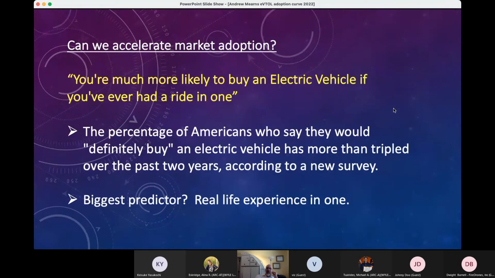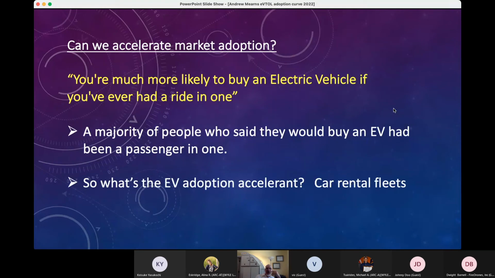And then finally, I wanted to talk about whether we can accelerate market adoption. And it turns out we kind of can. I just saw a great article, and I'll include the link at the end of this, entitled, "You're much more likely to buy an electric vehicle if you've ever had a ride in one." It was citing research that said the percentage of Americans that say they would definitely buy an EV more than tripled over the past 2 years. And the reason for that is those people had an opportunity to be in one. Just trying it out made the difference for them.